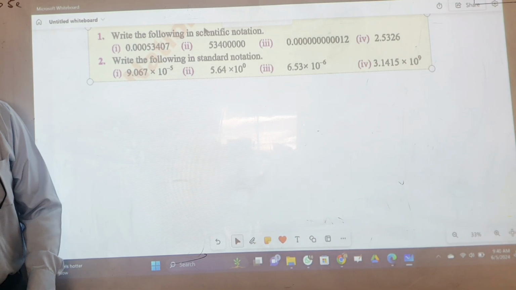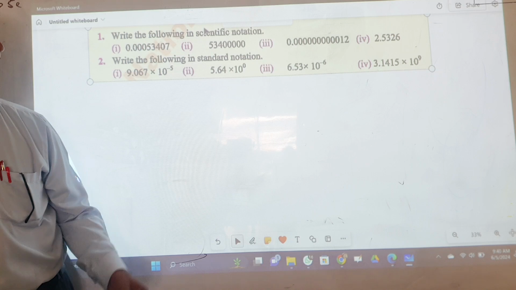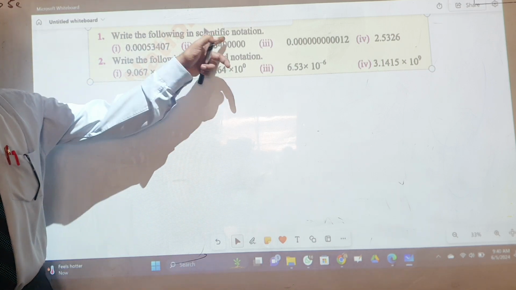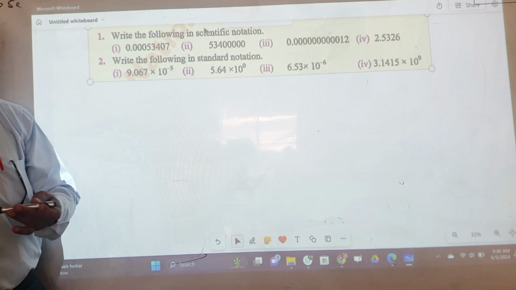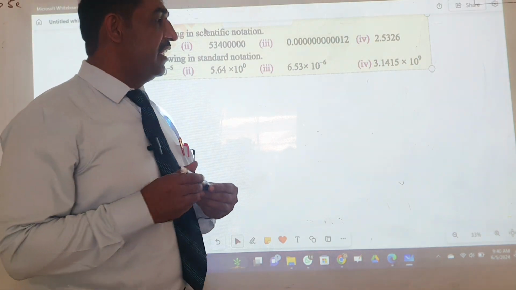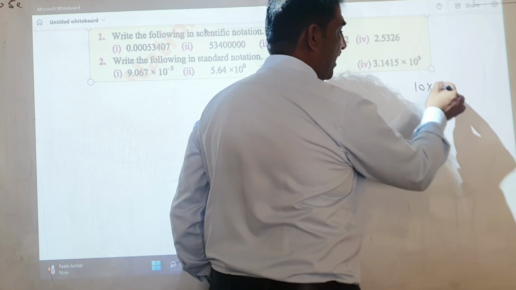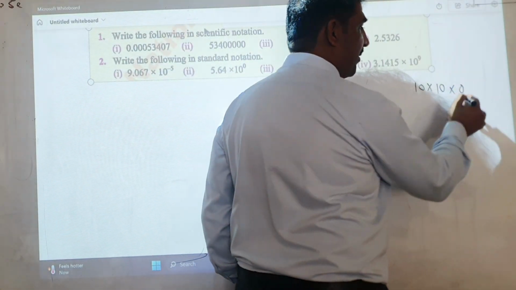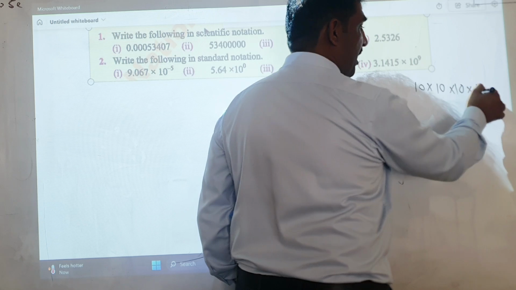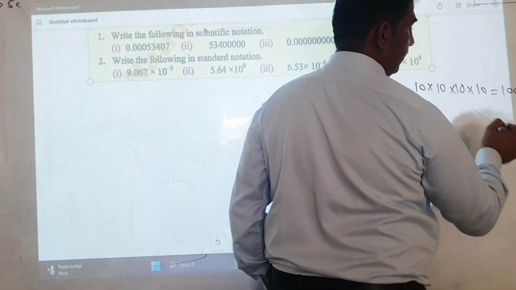Now, today our chapter 2, which is related to logarithm, but here the first exercise 2.1, which is the scientific notation form and also the standard form. I can give you one simple example. If I am writing here 10 multiplied by 10, what is the answer? 100. If 100 multiplied by 10, then what is the answer? 1000. And 1000 multiplied by 10, that will become 10,000.